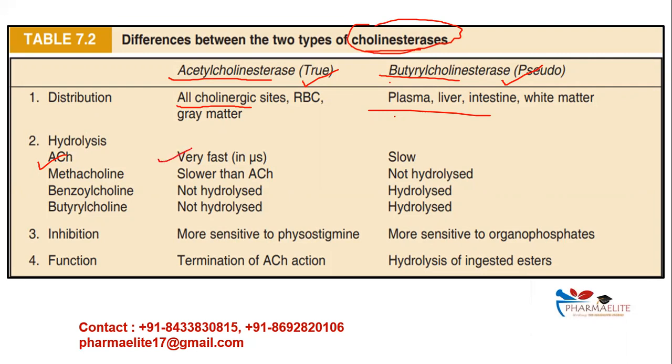Acetylcholine will be hydrolyzed instantly by the true one, whereas by the pseudo one it will be hydrolyzed slowly. Methacholine, if you see, is hydrolyzed only by the true one; it is not being hydrolyzed by the pseudo one, or if so, very slowly compared to true. Okay, so remember methacholine is hydrolyzed only by true acetylcholinesterase. Now these BB ones, benzoyl and butyryl choline, are hydrolyzed only by butyryl cholinesterase. If you see, they are not getting hydrolyzed by the true one. So remember, what is hydrolyzed by which? Acetylcholine is hydrolyzed by both. Methacholine is only by true, and benzoyl and butyryl choline by pseudo.